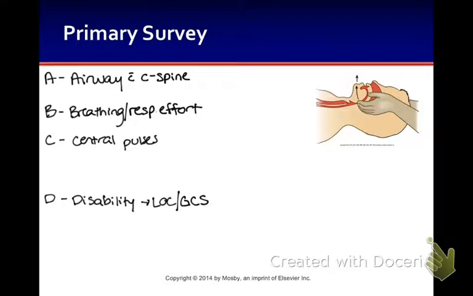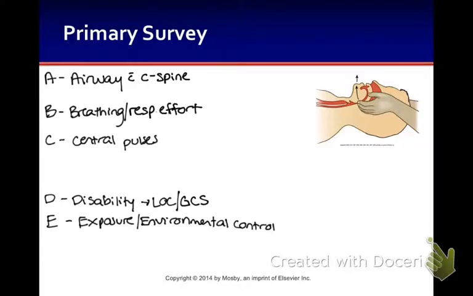D is disability, basically their level of consciousness or their GCS. We can also use things like AVPU, which is alert, voice, pain, unresponsive. We talked about GCS in test 1 when we talked about increased ICP, less than 8 intubate. But D is basically their disability, their LOC. E is their exposure or their environmental control.